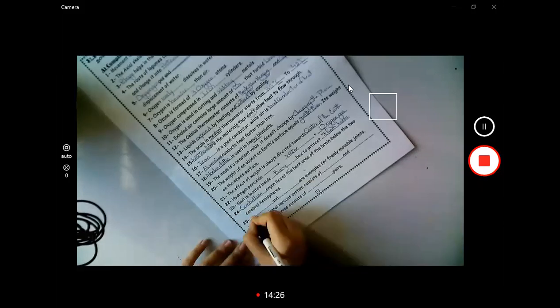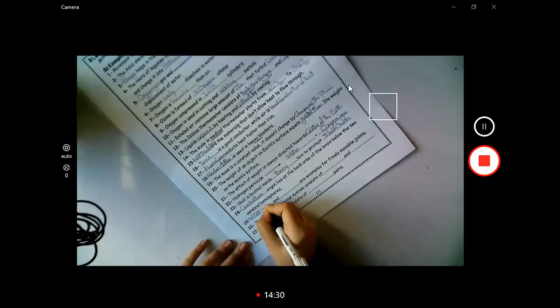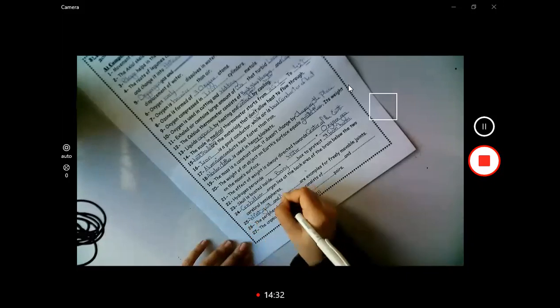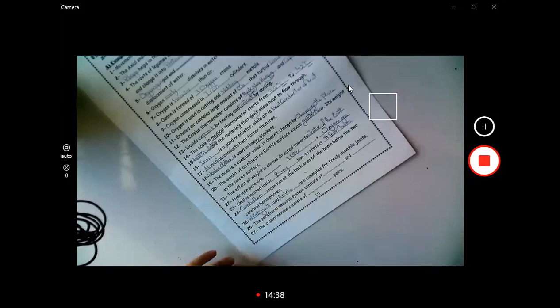Wrist and ankle are examples of freely movable joints. Freely مين؟ ماشي. Wrist joint والankle joint. ممكن حتى يكتب لي الشولدر والهيب.